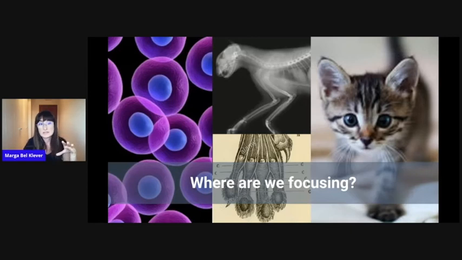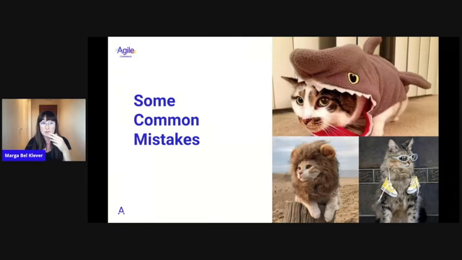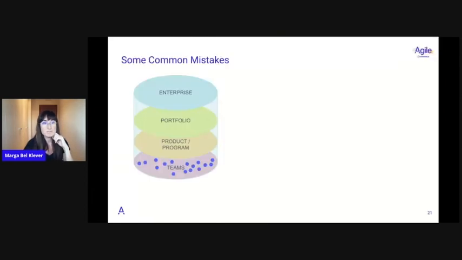I would like to ask where you are focusing in your company, but I think with the delay it's quite hard to have these questions. And I prefer to move to the common mistakes, to finish this presentation. Let's see some common mistakes that we can see in an implementation of Agile in companies. What do you see here? What do you think is going on?